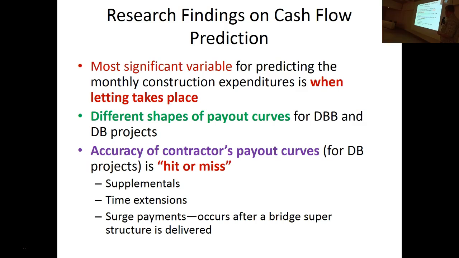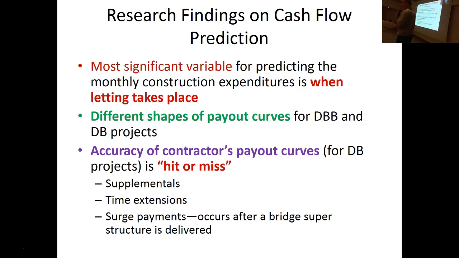Research findings on cash flow prediction. What we found was the most significant variable for predicting monthly construction expenditures is when the letting takes place. I mentioned that. We find that there's different shapes of payout curves for design bid build projects and design build projects. So, you've heard of the standard S-shaped curve, the S curve we all talk about when we teach project controls. They don't always look like S curves, and I'll show you. Okay. Also, that the accuracy of even the contractor's payout curve is hit or miss.